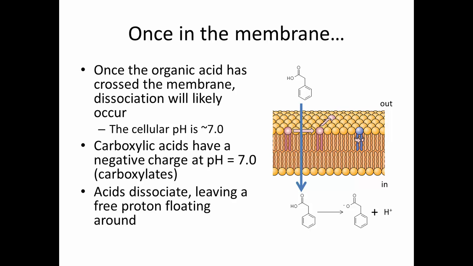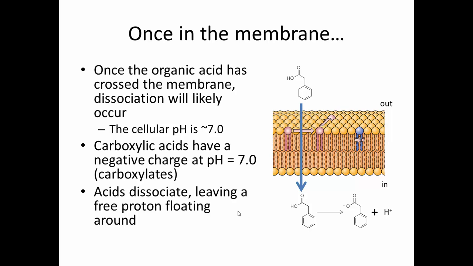However, once in the membrane, the organic acid will likely dissociate because the cellular pH is around 7.0. Carboxylic acids, as we've already established, have a negative charge at pH 7.0, and they would be called carboxylates. So we see here phenylacetic acid crossing the membrane, ending up in the cytoplasm, and then it will rapidly dissociate to phenylacetate plus a proton here.